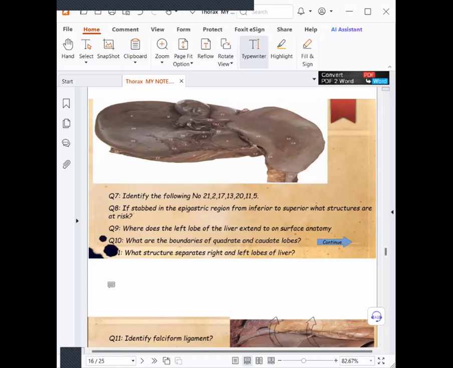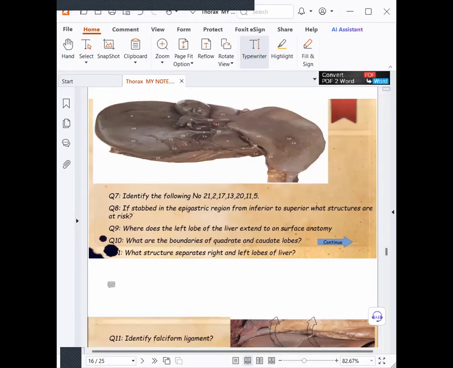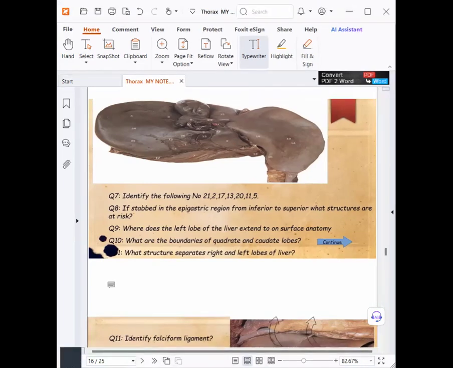What is the blood supply of the quadrate lobe? From the left hepatic artery. Yes, left hepatic. I used to think this is from the right hepatic. So it's left hepatic artery and portal vein, because the portal vein gives 80% of the liver's oxygen supply.